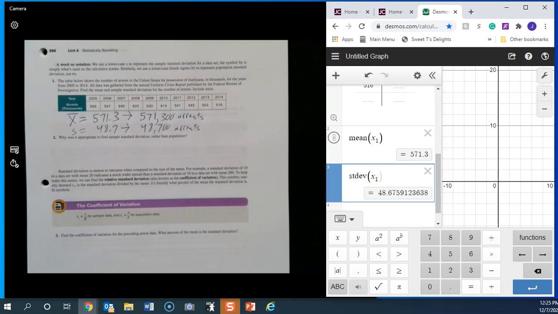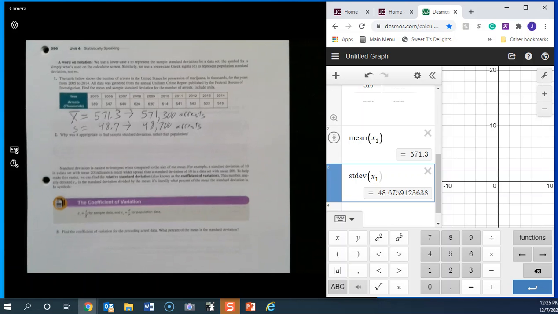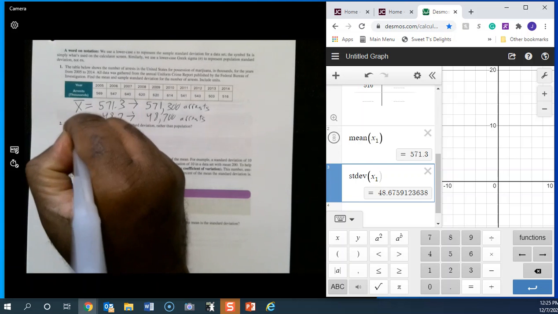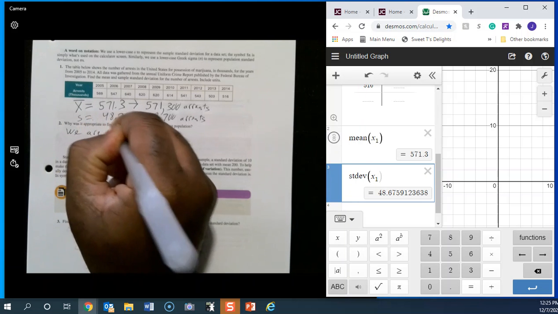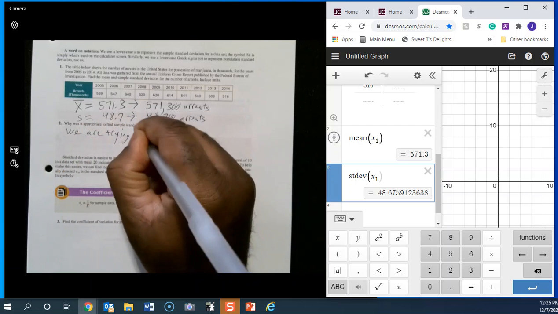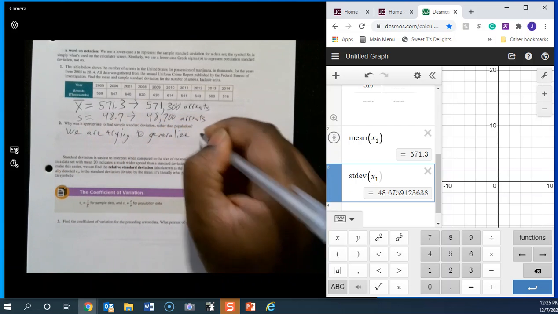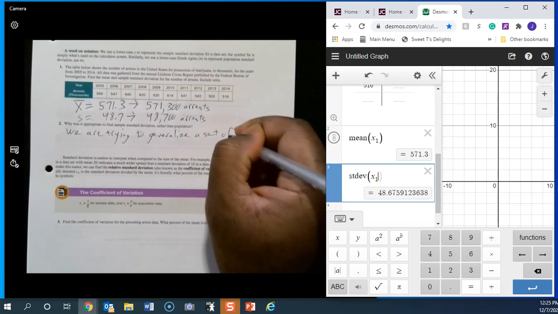Okay, number 2. Why was it appropriate to find sample standard deviation rather than population? Okay. We are trying to generalize a set of years.